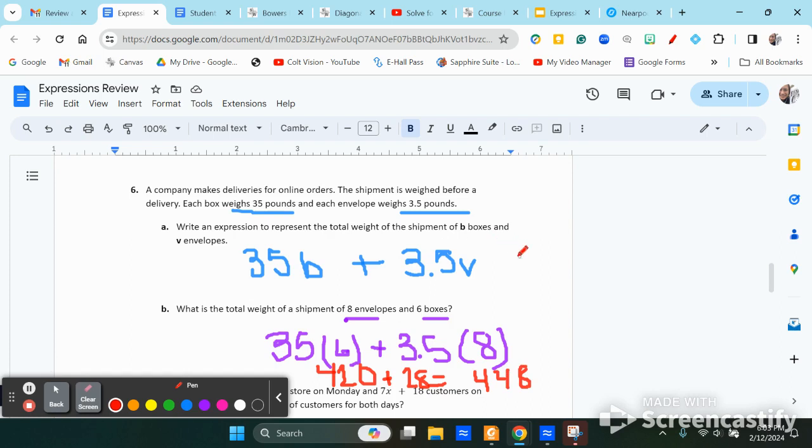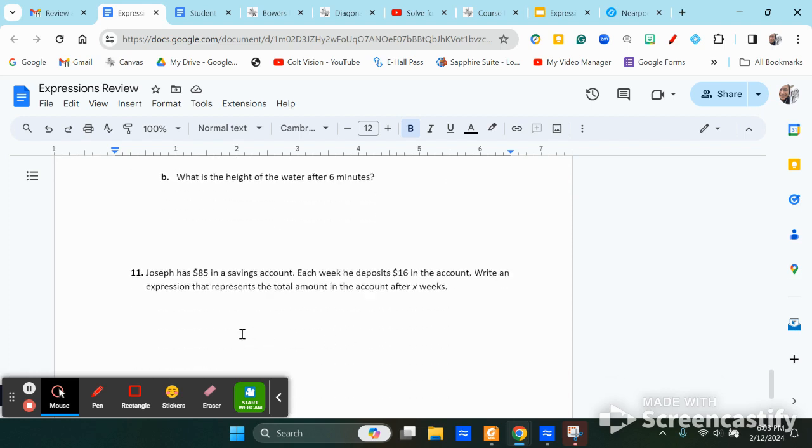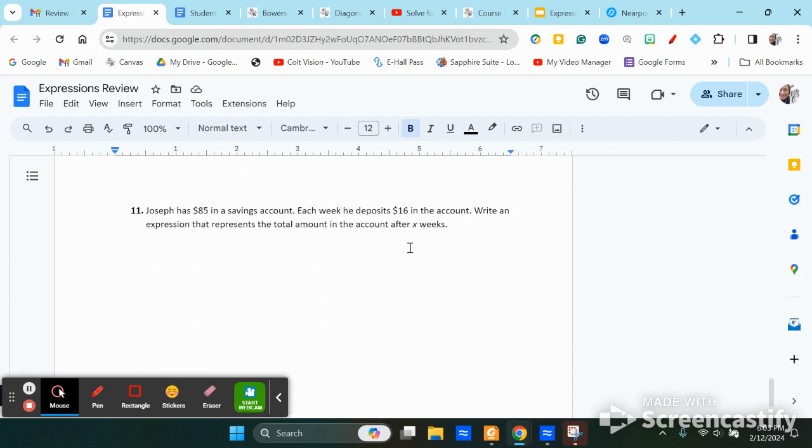So that's what you'll be doing most likely: you're either going to write the expression and just leave it, or you might also have to evaluate it. Like number 10 is another one where in part A, you're going to write an expression, and then in part B, you would evaluate it. So you would substitute in 6 for m minutes. Whereas number 11, you just have to write it. You don't have to evaluate it because you're not going to know.